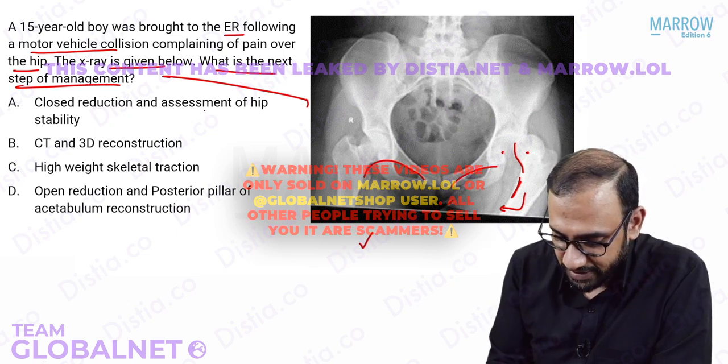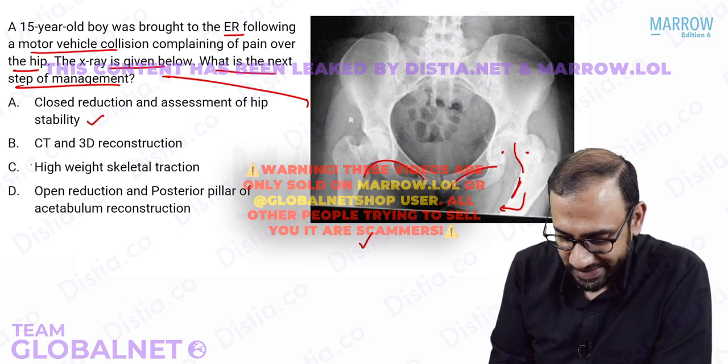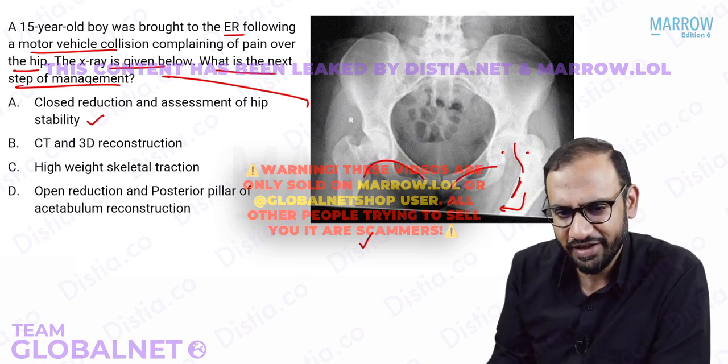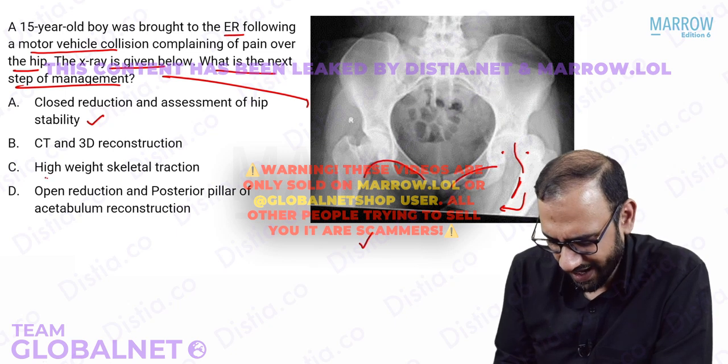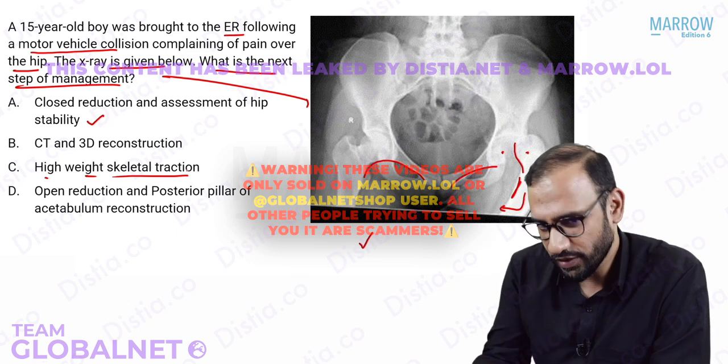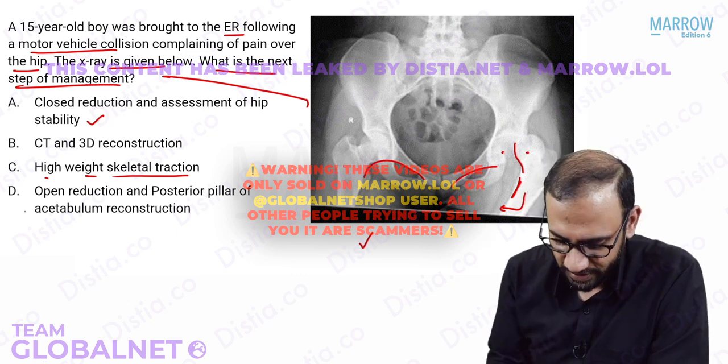Do a closed reduction and assessment of hip stability. Looks like a good option. CT and 3D reconstruction. Why? Your diagnosis is clear now. Why get an unnecessary CT scan? Are you getting kickbacks? High weight skeletal traction. Skeletal traction will not help now. You reduce and then you can apply skeletal traction to prevent recurrence.